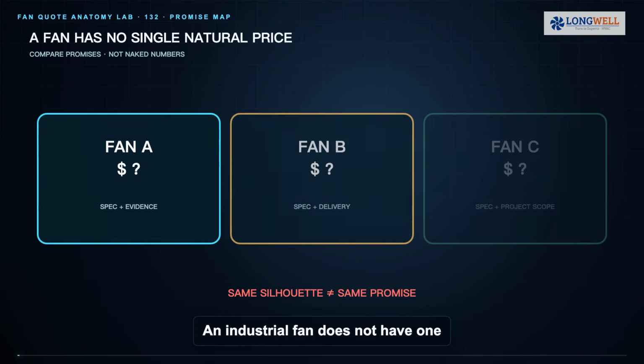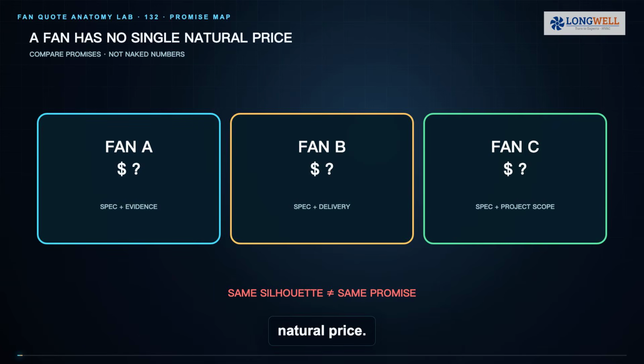An industrial fan does not have one natural price. Two units that look similar can carry different motors, controls, materials, performance obligations, inspection evidence, packaging, and commercial scope. So the useful question is not, what does a fan cost? It is, what exactly is this quotation promising to deliver?